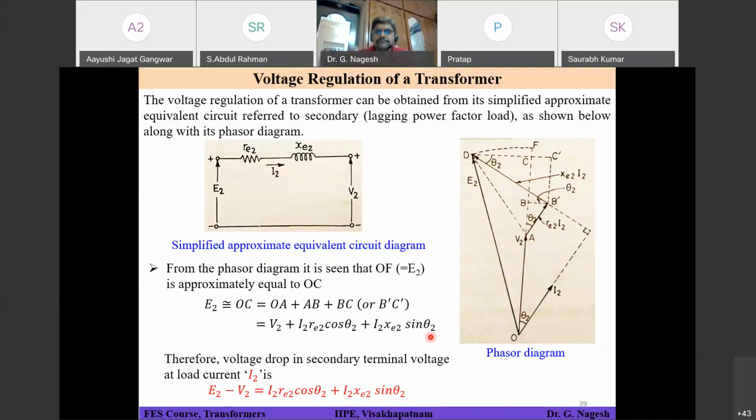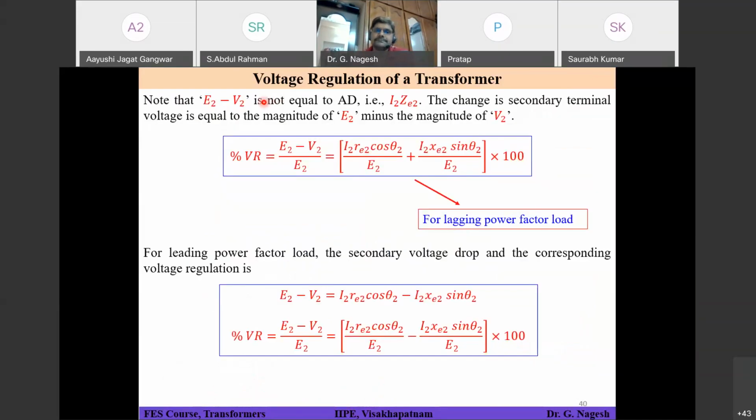To find out this second term, as per the definition, the voltage regulation is given as E2 minus V2, which is equal to I2 RE2 into cos of theta 2 plus I2 XE2 into sin of theta 2. So this is the voltage difference. So to find out percentage voltage regulation, you have to divide this with E2 and multiply with 100.